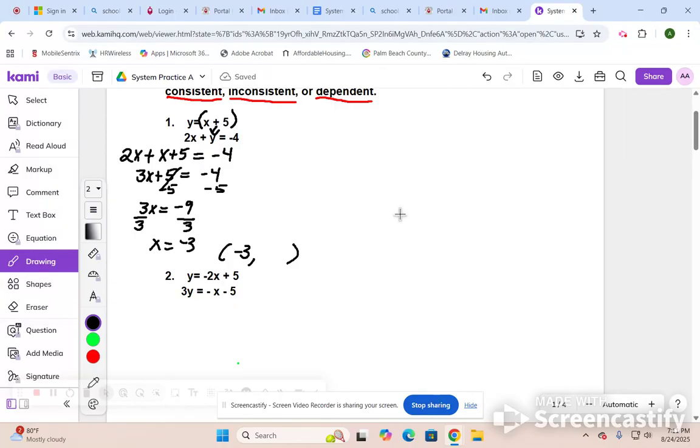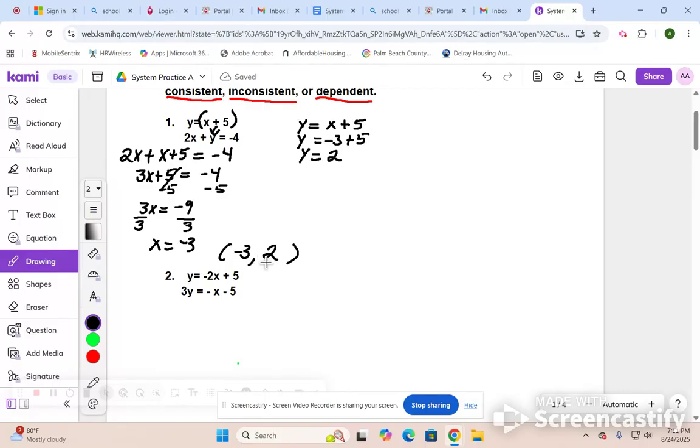Now let's find the y value for this solution. We're going to go back to the original y. I'm using the top equation, y equals x plus 5, because it's already solved for y. I'm just going to replace x with -3 because we found x to be -3. So -3 plus 5, that is the value of y. Let's see what that is. -3 plus 5, well, that's 2. So the value of y is 2. So this system has one solution at (-3, 2).